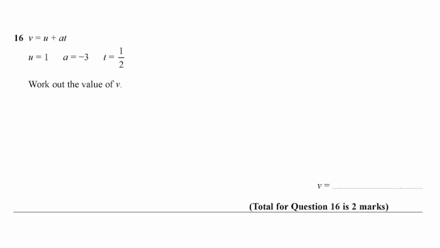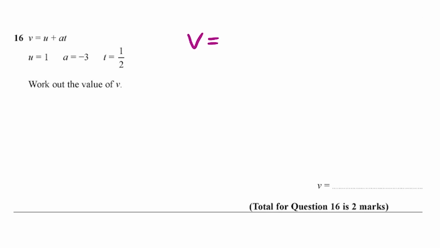Question 16. V equals U plus AT. And then it tells us values there. U is equal to 1, A is equal to -3, and T is equal to 1/2. And then it says work out the value of V. What we have to do here is substitute the values that we've been given, the numbers that we've been given, into that formula. So V is the bit that we're trying to work out.